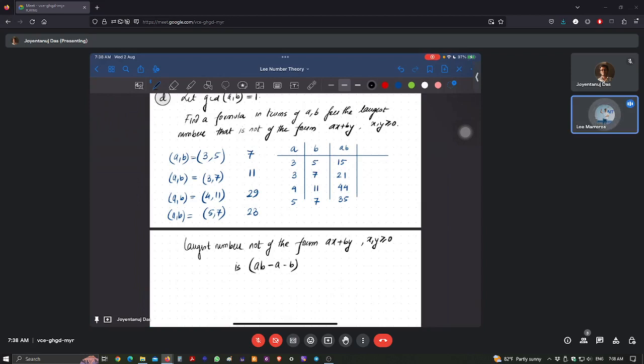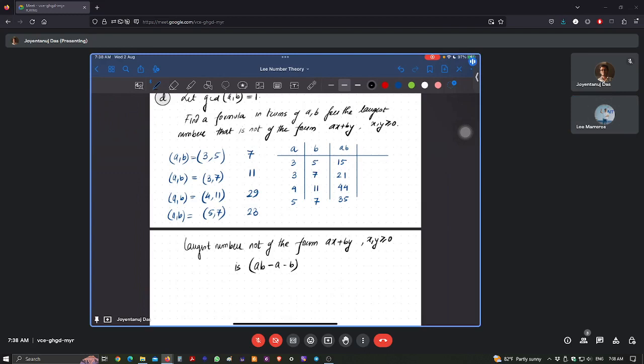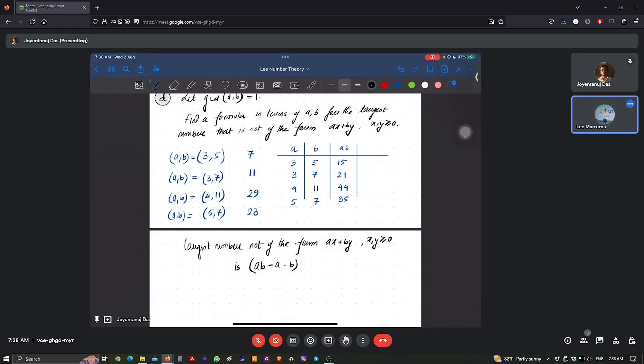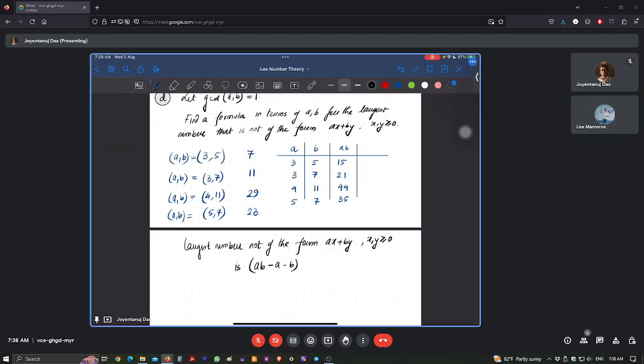We can just check that manually, number by number, but we have to prove the general thing, right? It should work for any a and b because we are giving a formula. So let us try to do it.